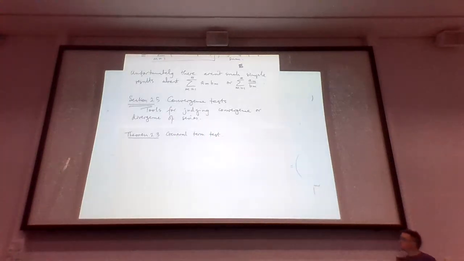Now, what the general term test is, you can think about it as a tool for determining divergence. So the general term test is a basic test that a series must be able to pass in order to have a chance of converging. But if a series fails this test, we can definitely say that it's a divergent series.